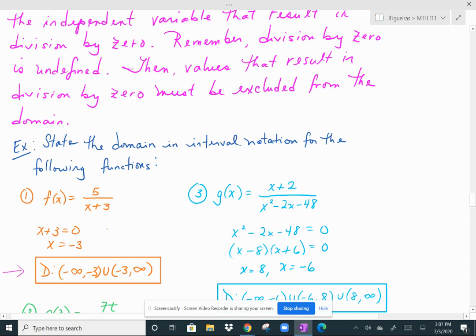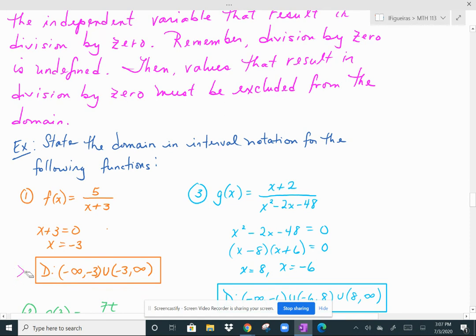So that goes from negative infinity to -3, and then from -3 to infinity. So remember, these always have to be written from smallest to largest, and we want to show that we are skipping -3.